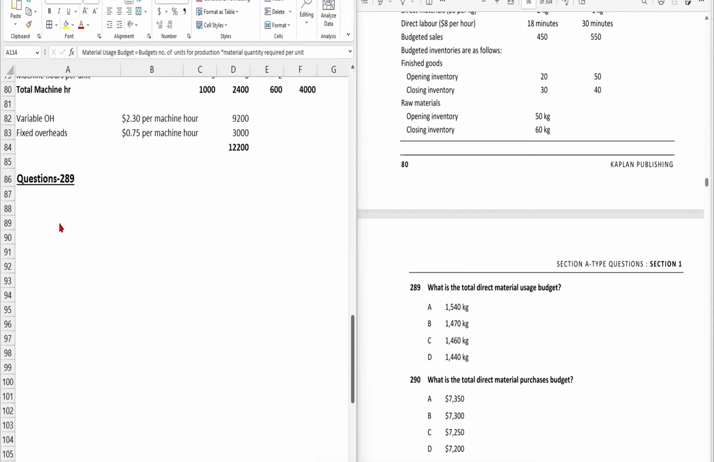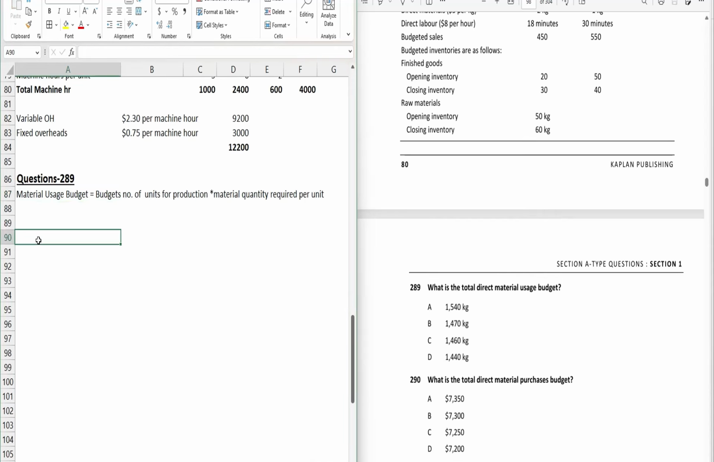So if you remember from my previous class, what is the formula for the material usage budget? It's budgeted number of units of production multiplied by the material quantity required per unit. Okay, and here students obviously make a mistake: they calculate this material usage budget in terms of units. But if you look at the options, the question has calculated in terms of kg. So obviously they make this kind of mistake in the exam due to exam pressure.